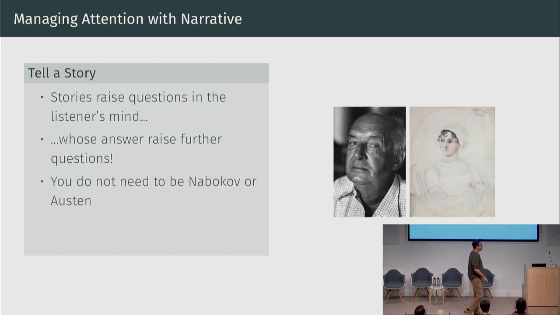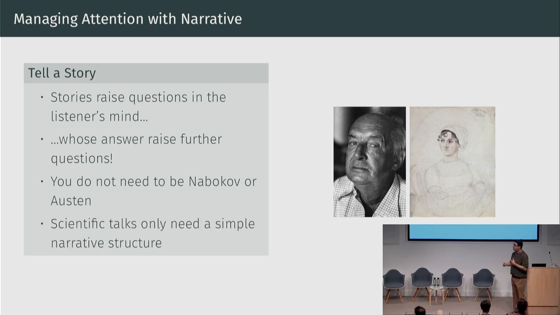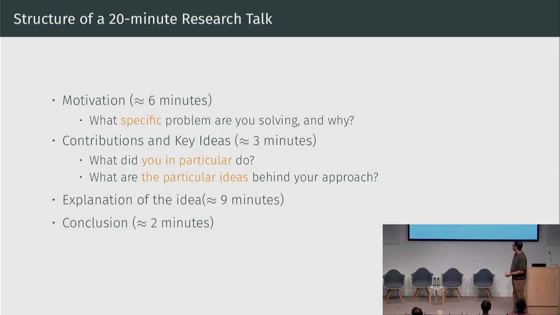And what I mean is, you don't need to be Vladimir Nabokov or Jane Austen or somebody. Even though Nabokov did publish scientific papers, he loved butterflies and he published in entomology journals. But it wasn't florid, beautiful prose in his scientific papers. He was describing a butterfly. And the reason is that the narrative structure that you give in a scientific talk doesn't need to be very complicated. So you only need a very simple narrative structure.